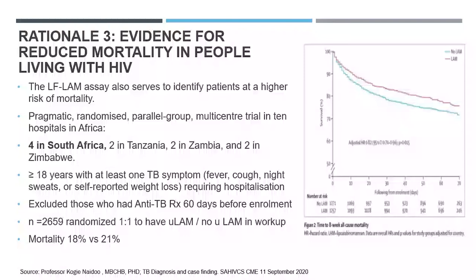So what does the diagnostic algorithm say? That we perform the urine LAM. If there's no CD4 available, this should be requested, which was the case. And those who have advanced disease or are seriously ill should have the urine LAM, which was also in that case.